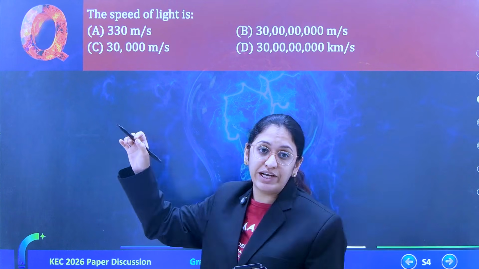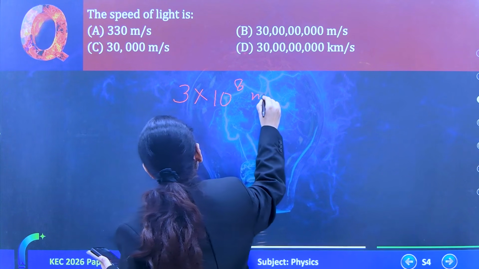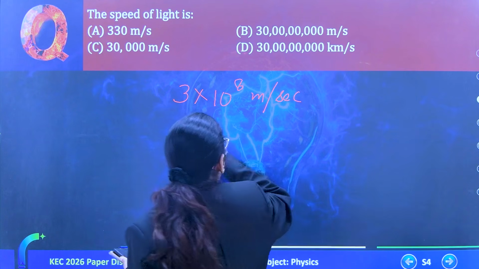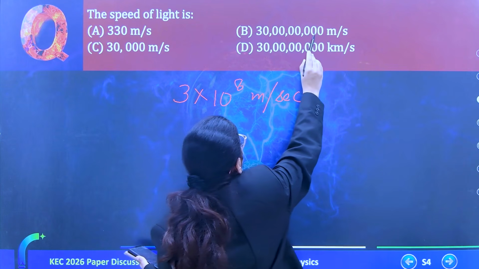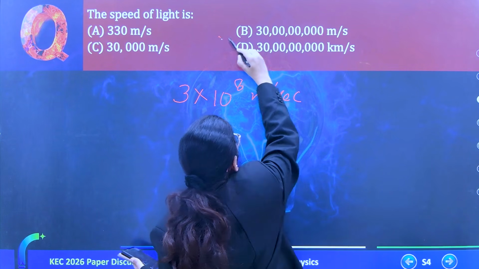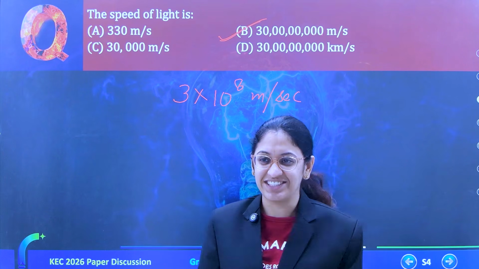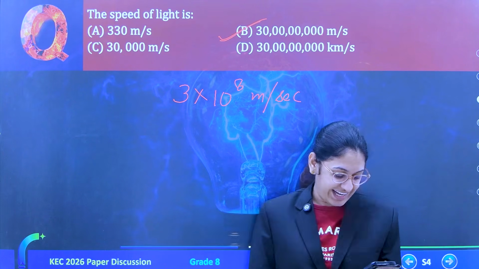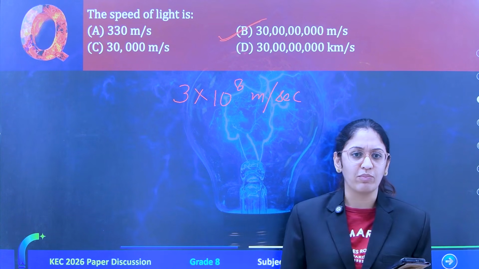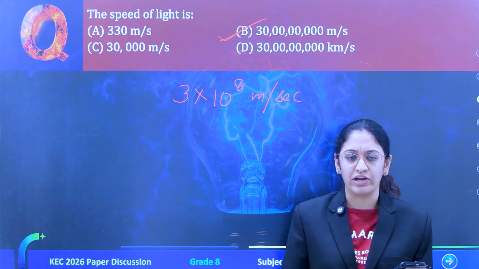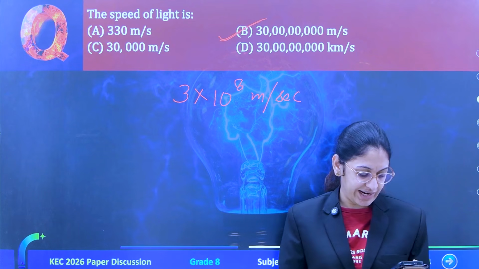Speed of light. Speed of light is what? 3 into 10 raised to power 8 meter per second. How many tens are there? 8. 1, 2, 3, 4, 5, 6, 7, 8. So 8 zeros. Option B is your correct answer. Okay. Any doubt? No. Both will stop glowing. In the first question, both will stop glowing. If it creates an open circuit, the current will not flow to the second bulb, right?